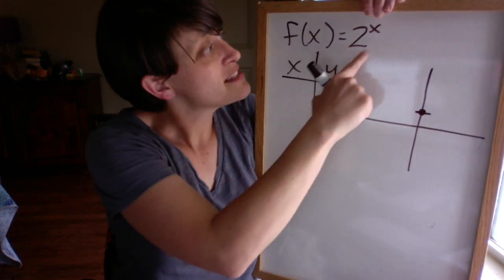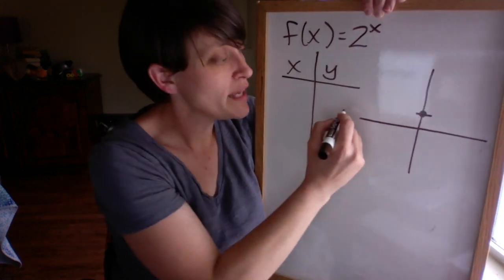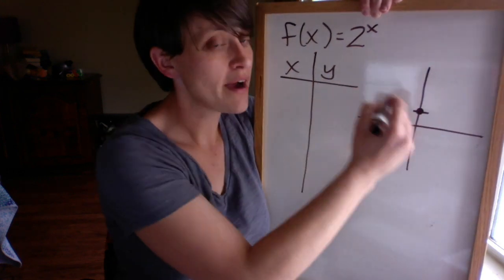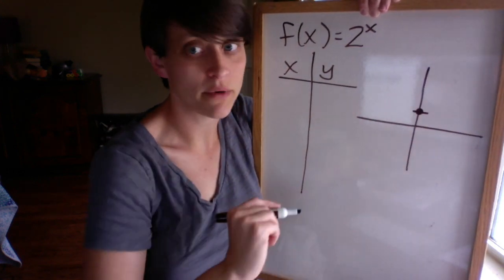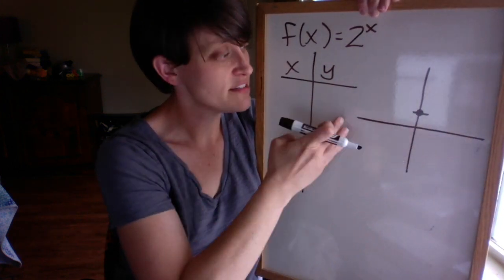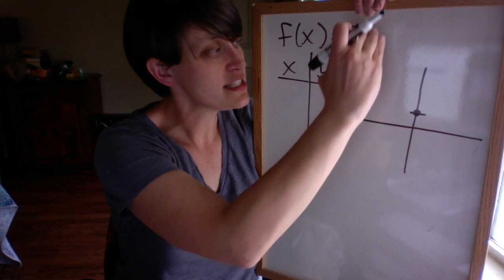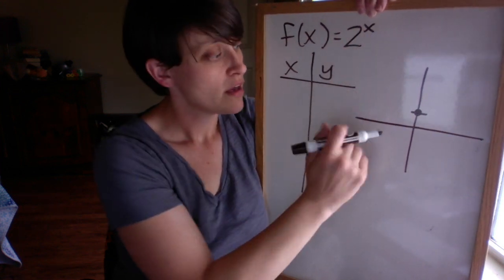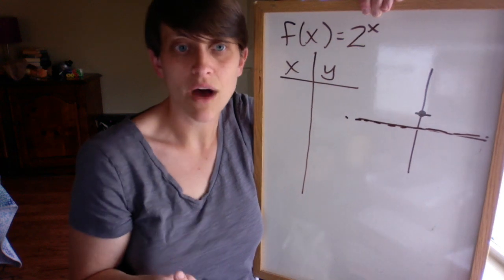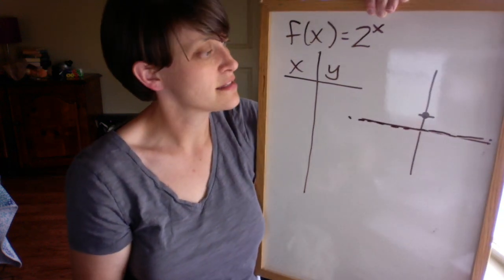We also know that since this a is greater than 1, we expect a graph that is increasing. So if we end up with a graph that is decreasing, something went wrong. We know the domain is negative infinity to positive infinity, and that our range is 0 to infinity. And we also know we're going to have a horizontal asymptote here. It's the line y equals 0, or the x-axis.